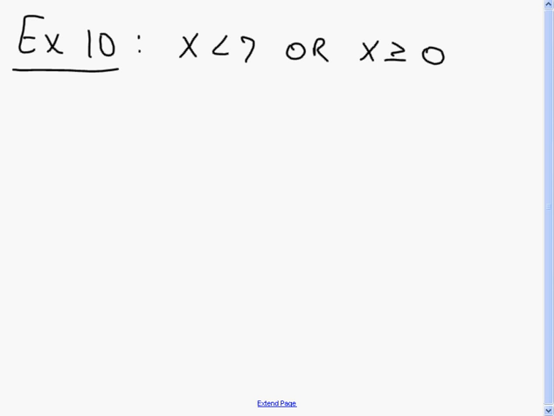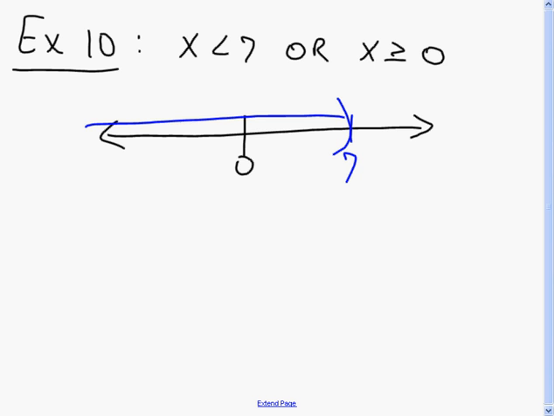Look right below that at example 10. Example 10 says I want to find where x is less than 7, or, so we're talking about the union, or where x is greater than or equal to 0. So, if I put those on a number line, let me do x less than 7 in blue. So here's 0, so 7's here. And I want x to be less than 7. So x less than 7 would be everything to the left of 7. So there's where x is less than 7.